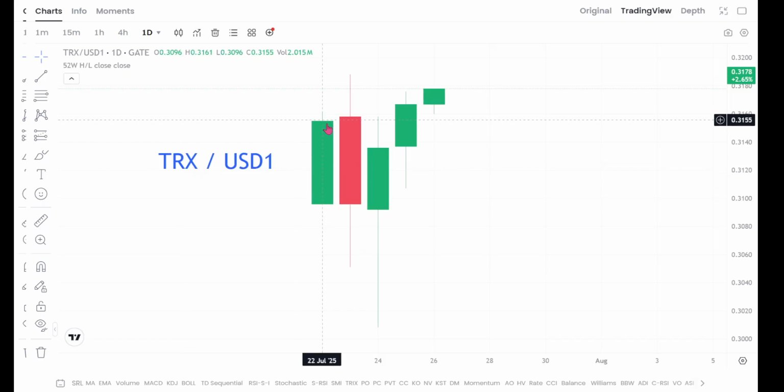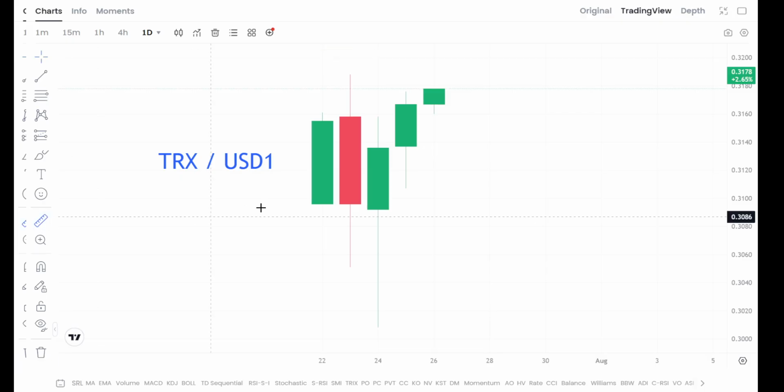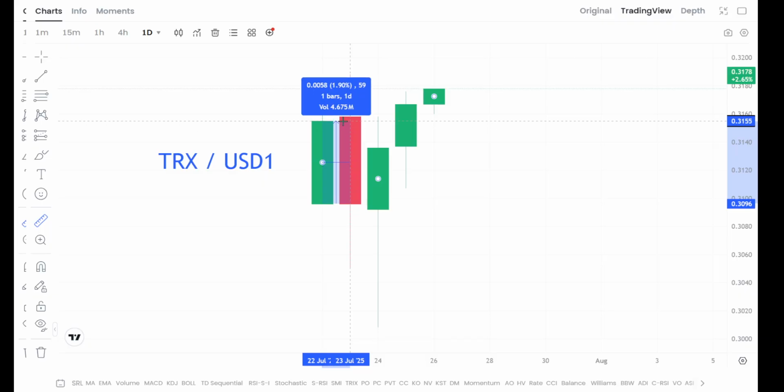So TRX market price was first day all coins market price had increased. So on first day the market price of TRX was open at 0.3096 USDT, and it was increased to 0.3155 USD1. So 0.0058 USD1 was the profit. Market has increased. It was 1.9%, and 59 USD1 was the profit here. And in this one day, 4.675 million TRX has been traded.